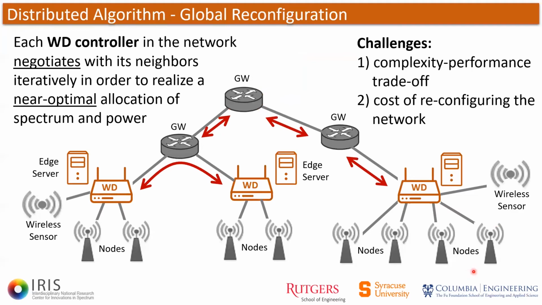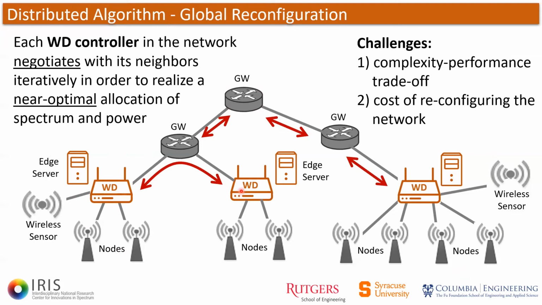We also plan on developing and implementing distributed algorithms. The goal here is to configure the entire network without relying on a central node. Each wireless domain controller negotiates with its neighbors iteratively in order to realize a near optimal allocation of spectrum and power in the entire network.